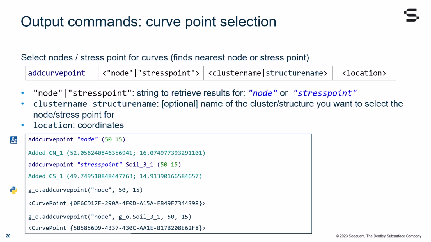Optionally, before the location, one can add the name of the cluster or structure you want to select the node or stress point for. At the bottom of this slide, you can see an example for selecting a node and a stress point as a curve point.